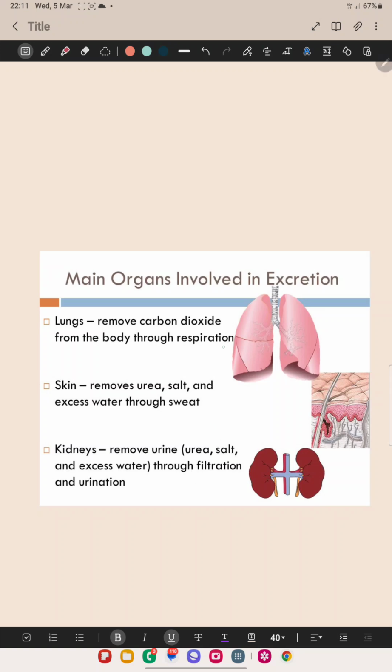Lungs produce exhaled air and it contains carbon dioxide and water. Skin removes sweat, which contains urea, uric acid, salt and water. Kidney removes urine and it contains urea, salt, water and uric acid.